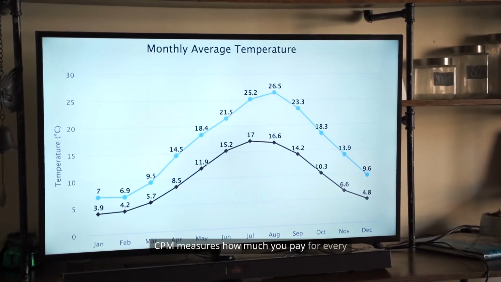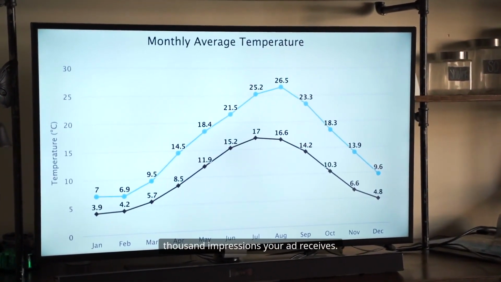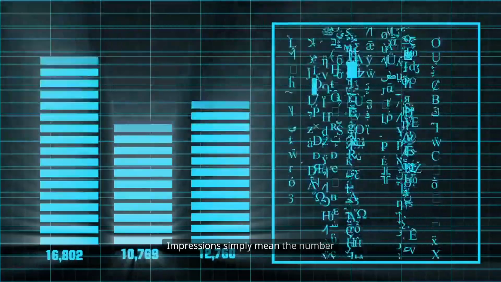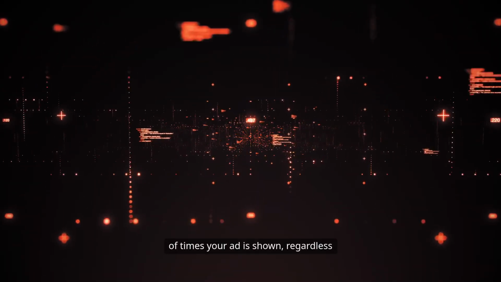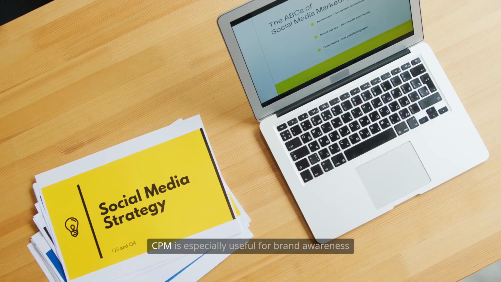Next up is CPM, which stands for cost per mille, meaning 1,000 in Latin. CPM measures how much you pay for every 1,000 impressions your ad receives. Impressions simply mean the number of times your ad is shown, regardless of whether anyone clicks on it.